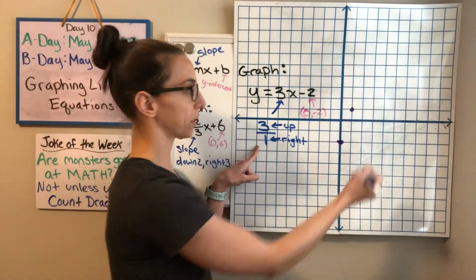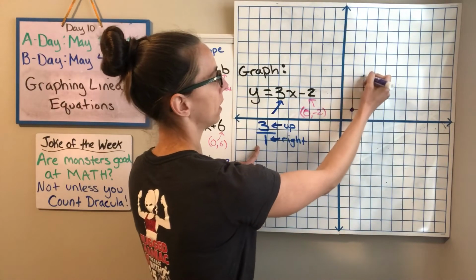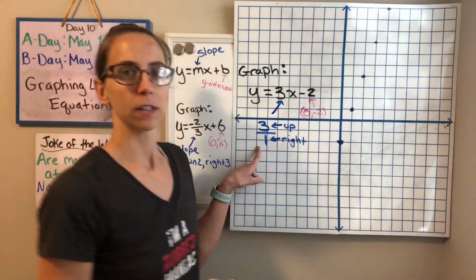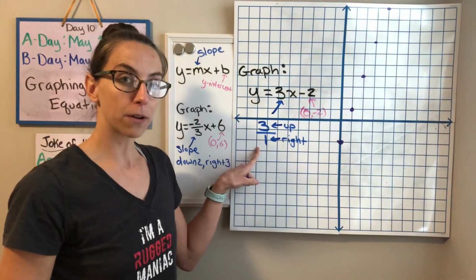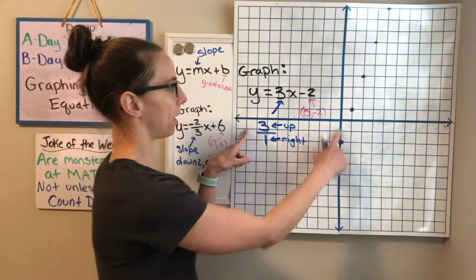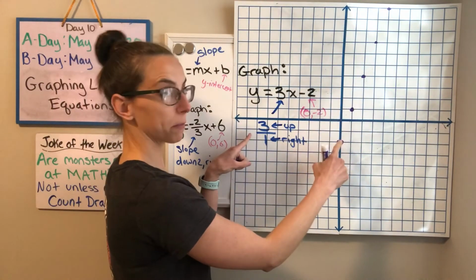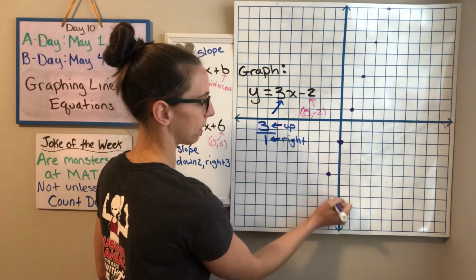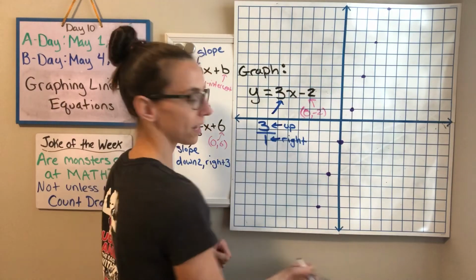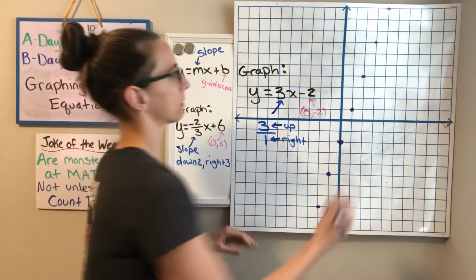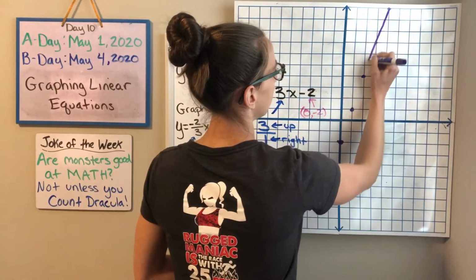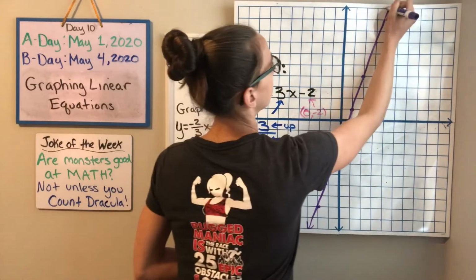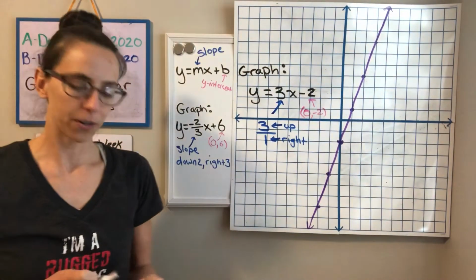Again, keep following your pattern: up 3 units, 1, 2, 3, and to the right 1 until you run out of space. Then we follow that same pattern in the opposite direction. If going up and right was my pattern, now I'm going down 3 and left 1. I'm still in line. Down 3, left 1, and my last point won't fit on there. So I will connect my points to create my linear graph, and that's how you graph your points.